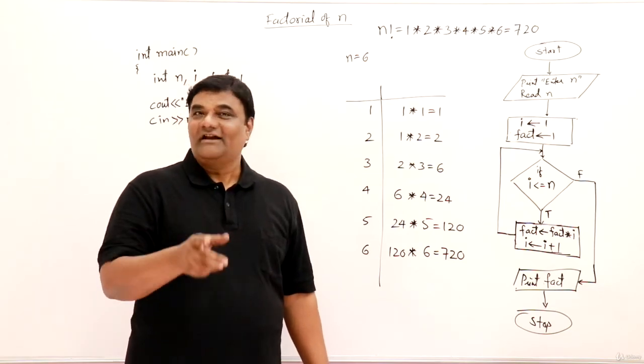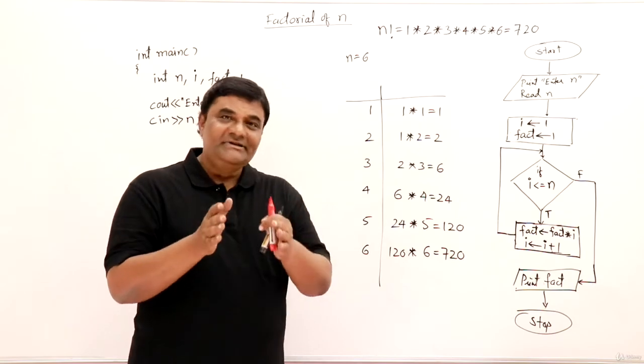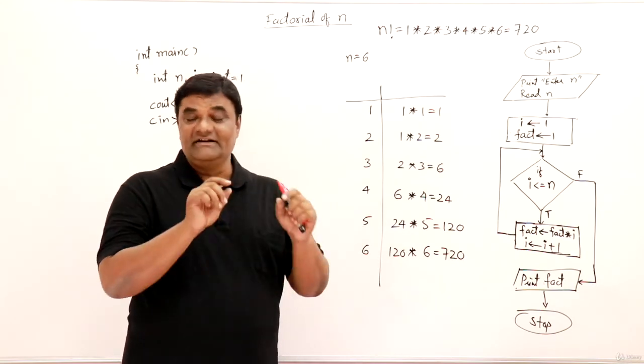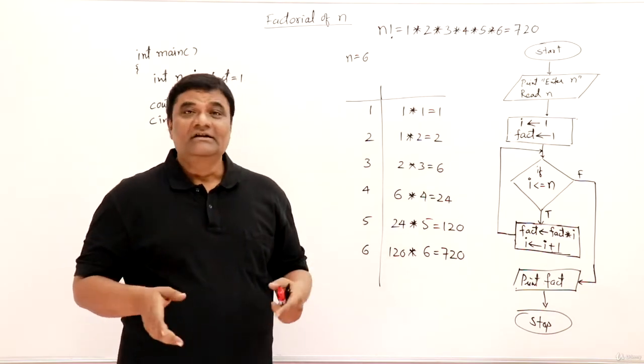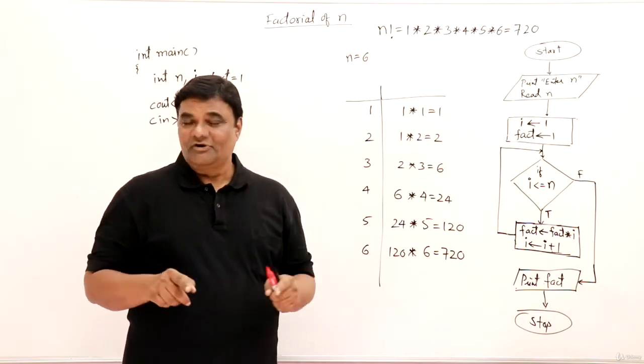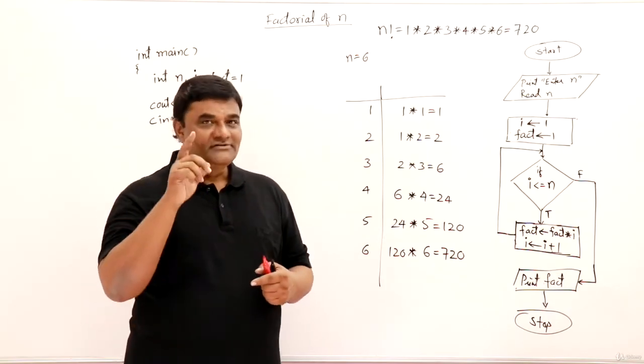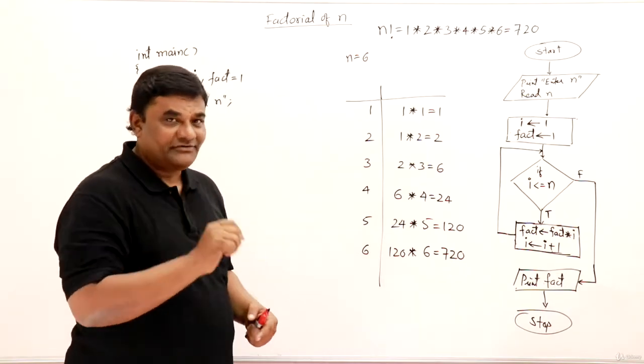Now let us write a program for finding factorial of a number. This will be similar to the previous program, that is finding the sum of first n natural numbers. So let us understand what it means by factorial, then how we can solve the problem. Let us understand the procedure, then flowchart and program. So first, what does it mean by factorial?